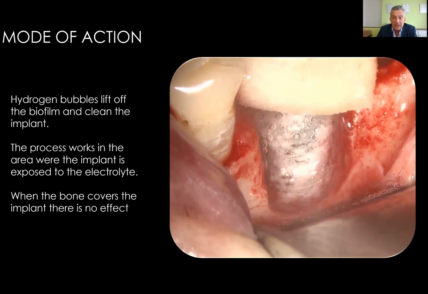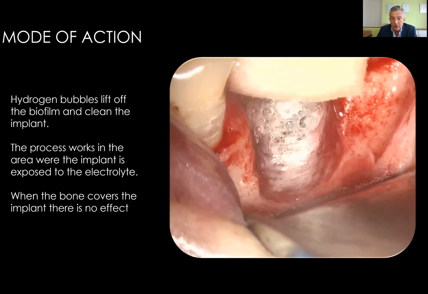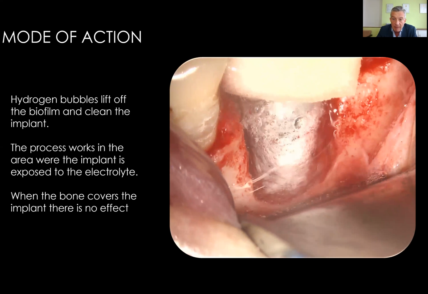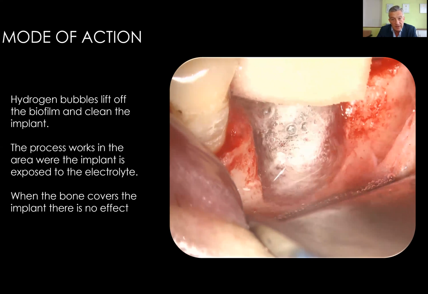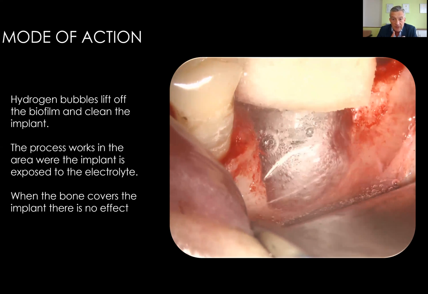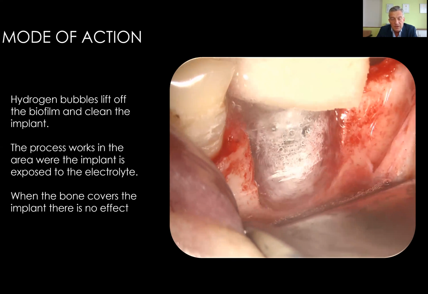And here you see this device acting in the oral cavity. You see the hydrogen bubbles on the whole surface which is contacted by the electrolyte, and we see the hydrogen bubbles cleaning the implant surface. The process is only active where the electrolyte gets in contact with the implant. So it does not work in areas which are covered by bone. It works only in areas which are exposed to the electrolyte.